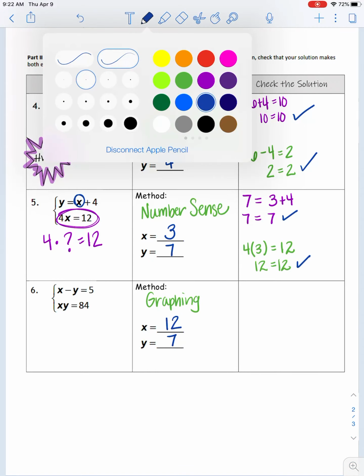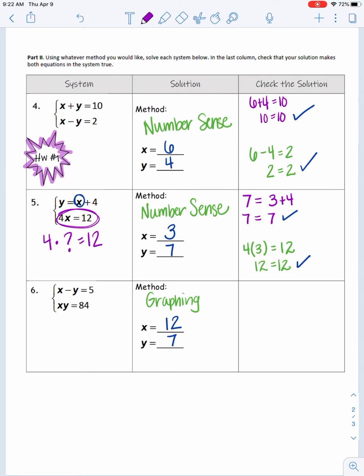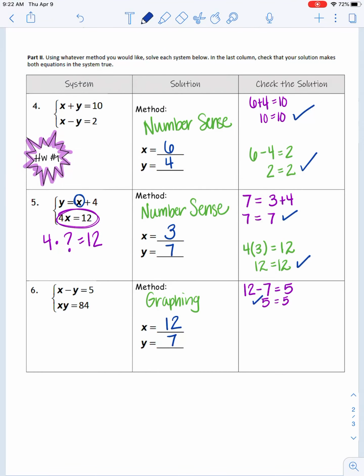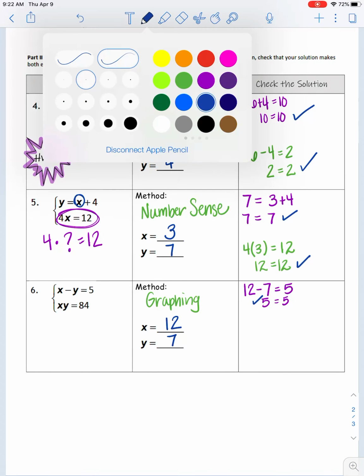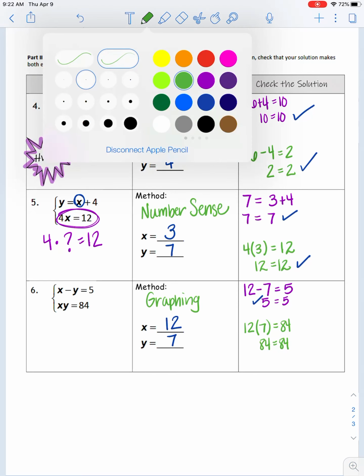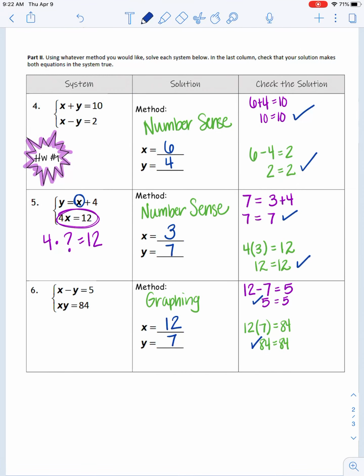And remember, we have to check it to make sure that it works. So 12 minus 7 equals 5. 5 equals 5. That works. I'm going to check my second equation as well. 12 times 7 equals 84. And 12 times 7 is 84. So that works as well.